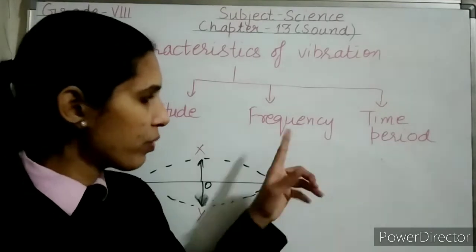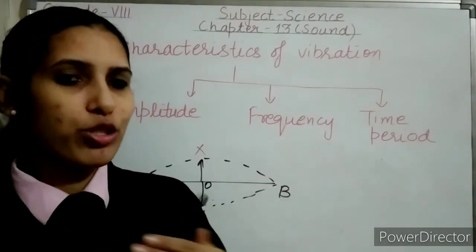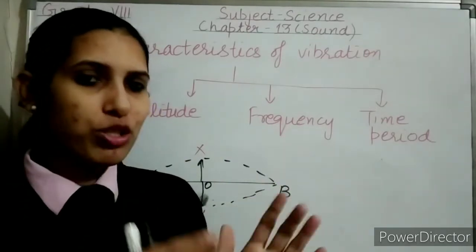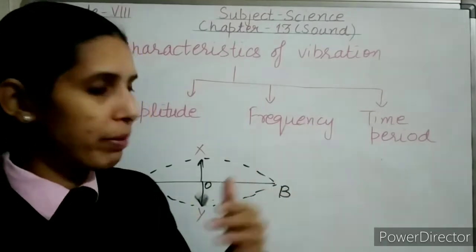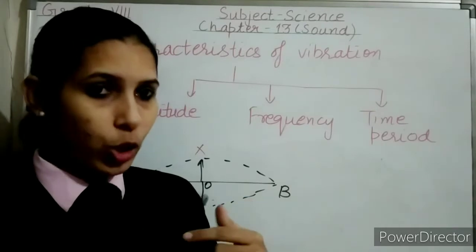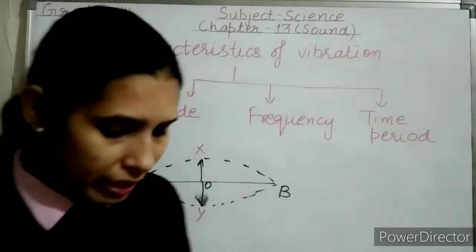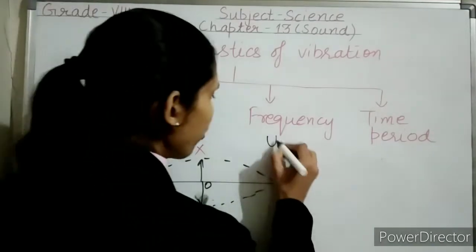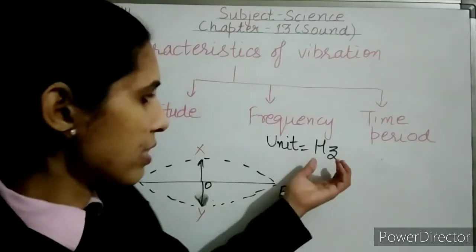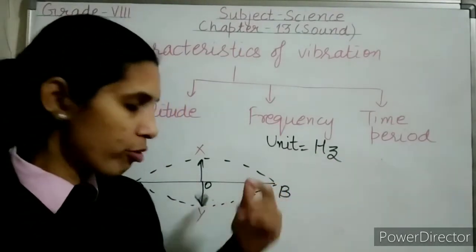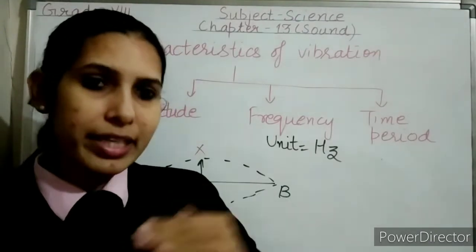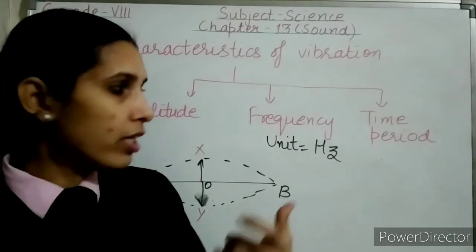The next is frequency. Frequency means the number of vibrations of the vibrating body in 1 second. For example, if a string is vibrating 20 times in 1 second, the frequency will be 20 hertz, because the unit of frequency is hertz, represented by Hz. If this string is vibrating 30 times in 1 second, the frequency will be 30 hertz. If it is vibrating 10 times in 1 second, the frequency will be 10 hertz.